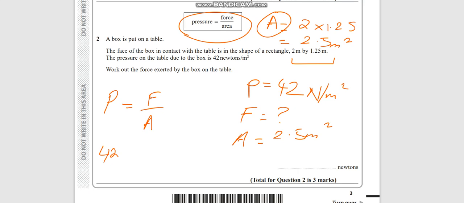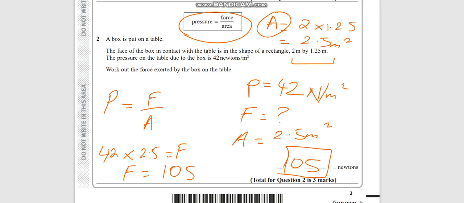So this will be 42 into 2.5 equal to F. And F would be equal to 105. So the answer is 105 newtons. No need to write the units because they have already units here.